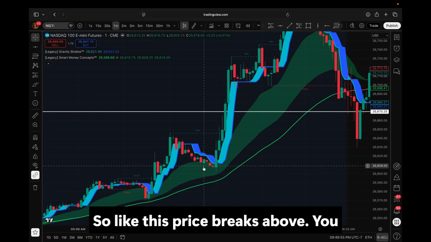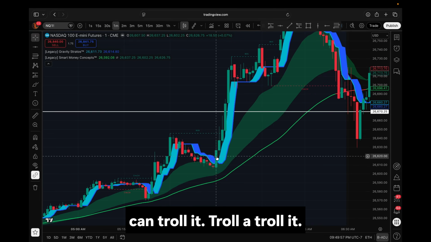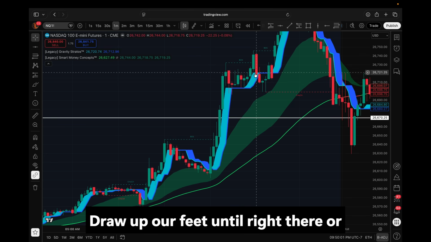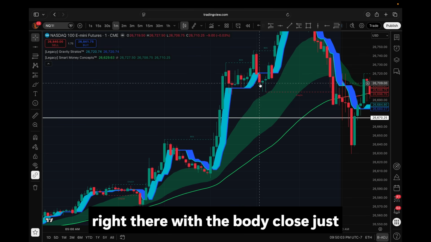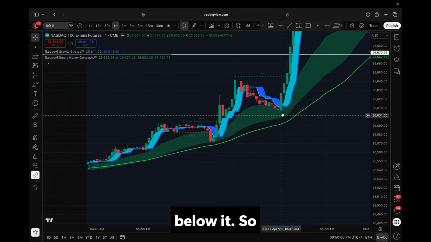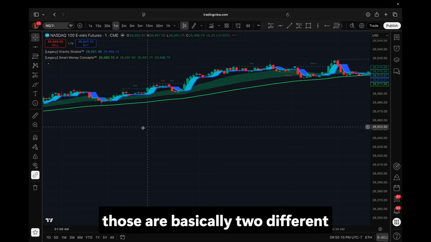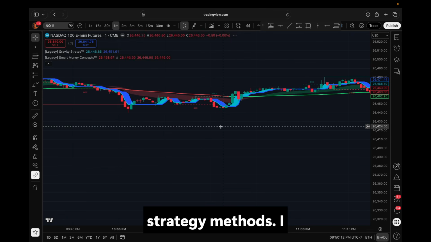So like this, price breaks above, you can trail it, trail it barely until right there or right there with the body close just below it. So those are basically two different strategy methods.